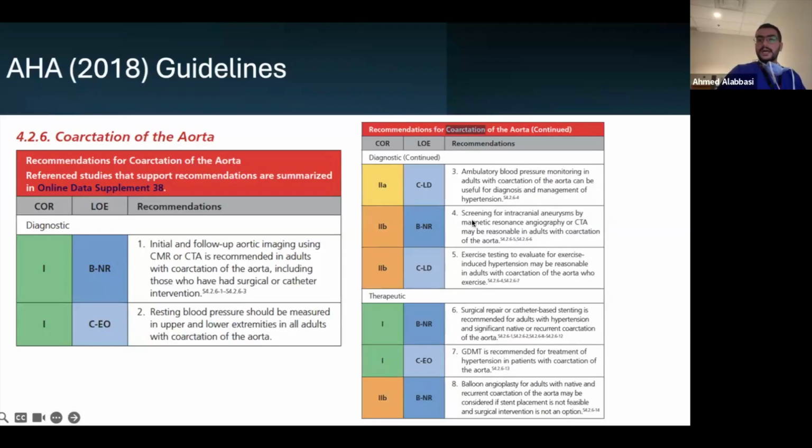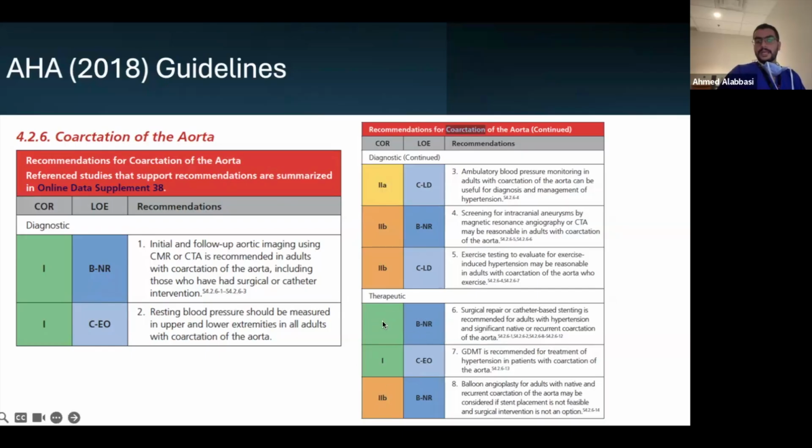Class 2B would be screening for intracranial aneurysms, as mentioned, as these could be associated with it. And a class 2B would also be exercise testing, as you may not have systolic hypertension at rest, but with exercise, these patients may become hypertensive. And so it may be reasonable to do exercise testing to measure their blood pressure.